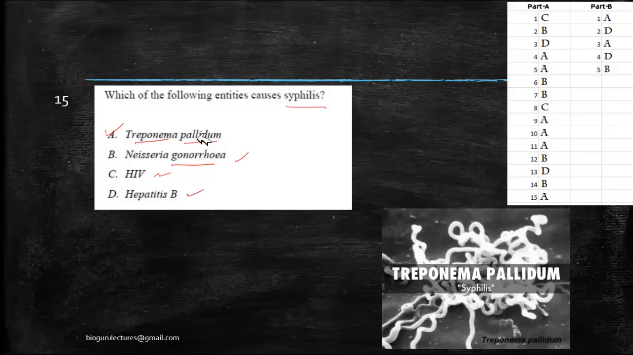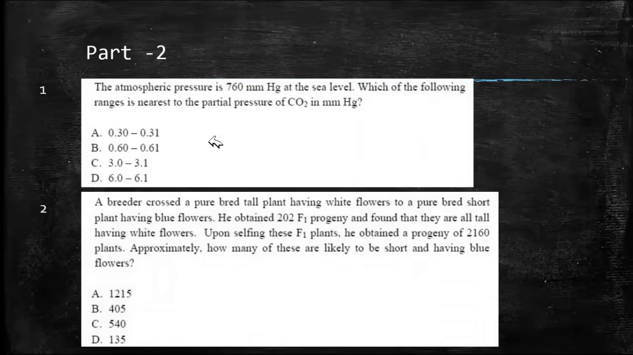So this is the last question from part A. We'll be continuing with part B questions. Here is one more part, which has more weightage than the previous part of the questions. Now we'll observe the answer here. So 760 mm at sea level, which is normal, and changes the pressure of CO2.